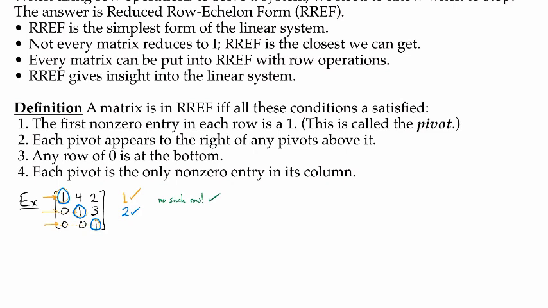Now, is each pivot the only non-zero entry in its column? The first one is definitely the only non-zero entry in its column. But the next pivot is not the only non-zero entry in its column because of this 4. So we still have work left to do. Similarly, for the third pivot, there are all kinds of non-zero things in its column. So this matrix is not in reduced row echelon form. It failed number 4.